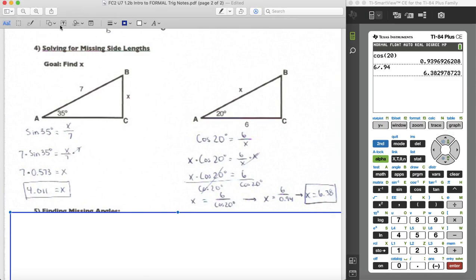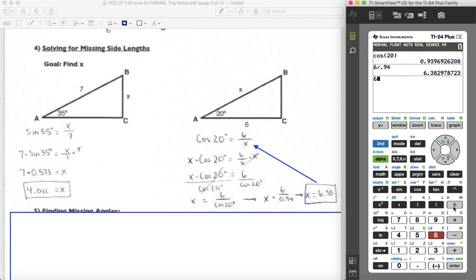But to make sure that I did that right, let's plug 6.38 back into x. Let's plug it back into the original: cosine of 20 degrees equals 6 divided by x. So cosine of 20, remember, we said is 0.94, is 6 divided by 6.38. Is that going to give me 0.94?